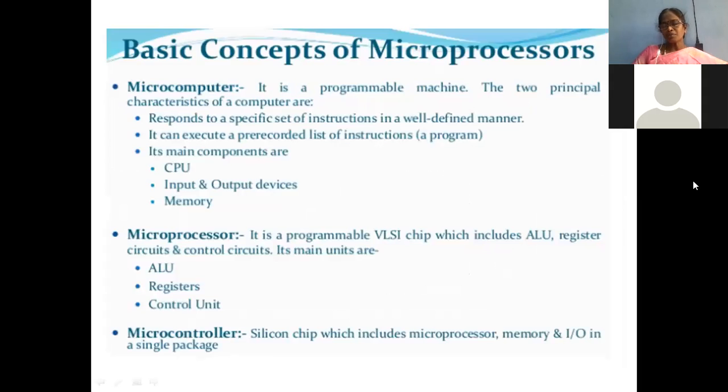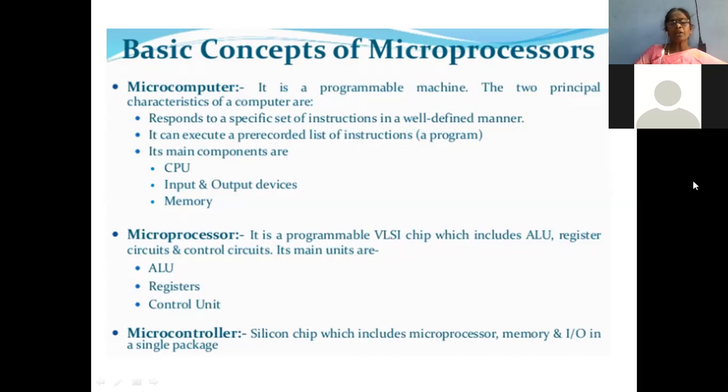Now the basic concepts of microprocessor. The CPU is a microprocessor. This microprocessor is a programmable machine, and the two principal characteristics of a computer or microprocessor are that it responds to a specific set of instructions in a well-defined manner, and it can execute a pre-recorded list of instructions. For example, for the 8085 microprocessor, a specific set of instructions is already defined and stored.